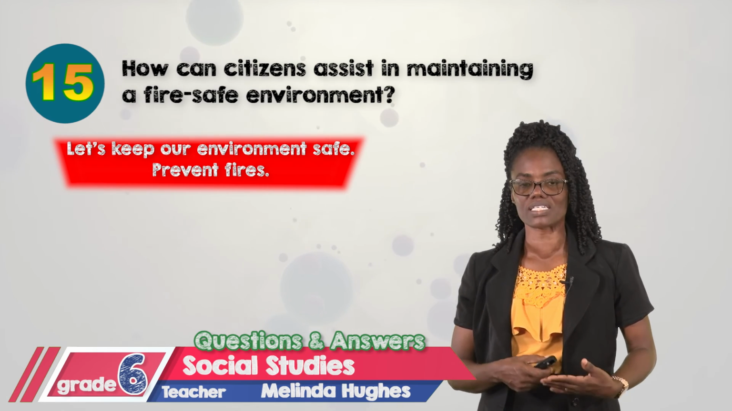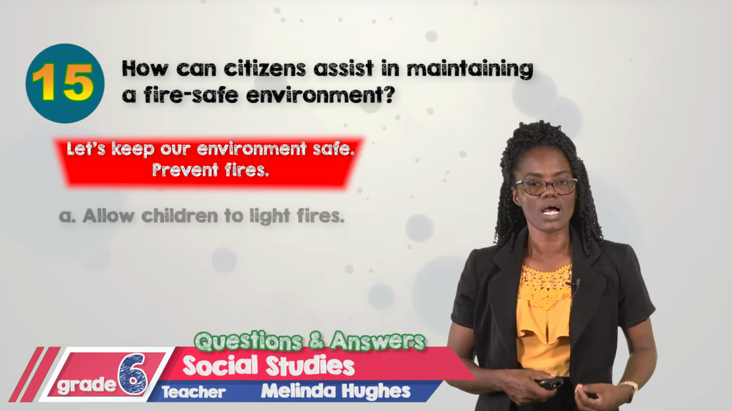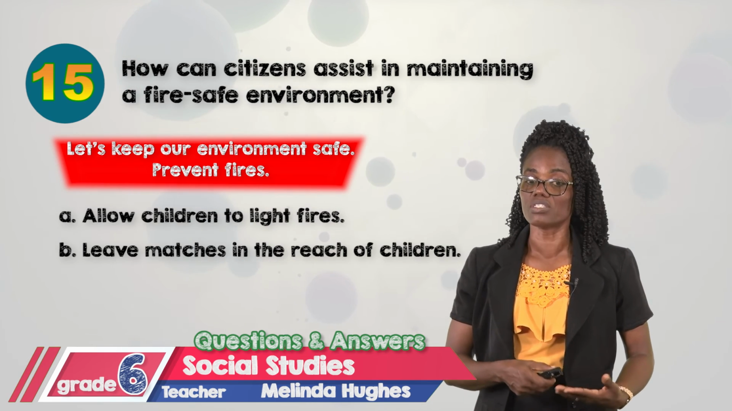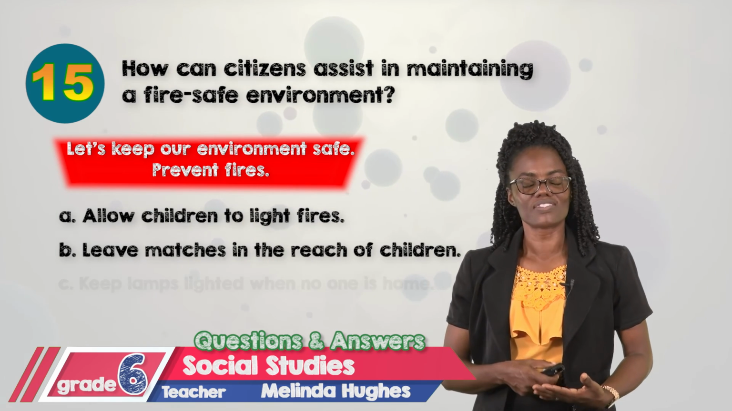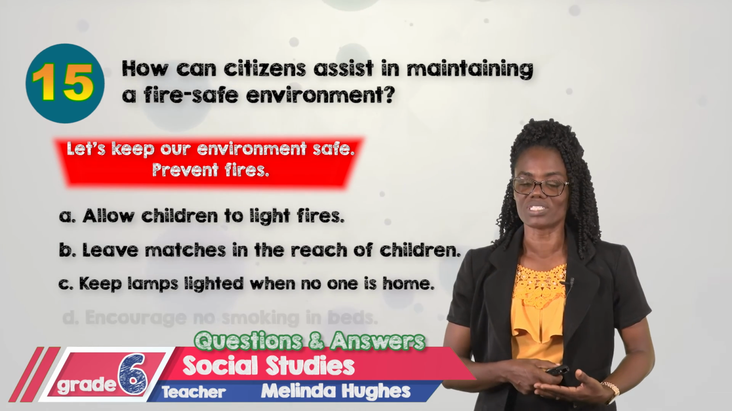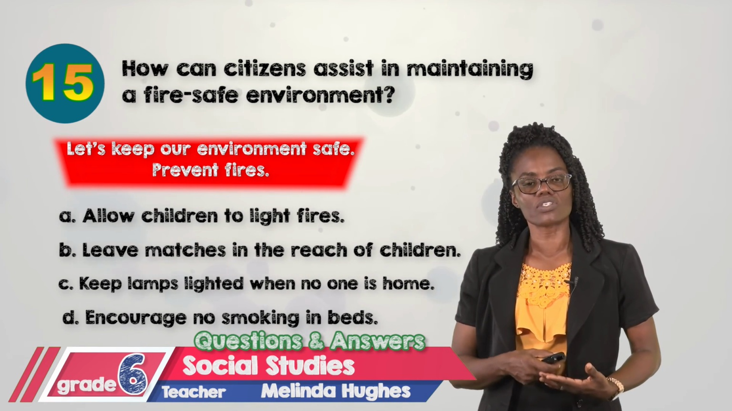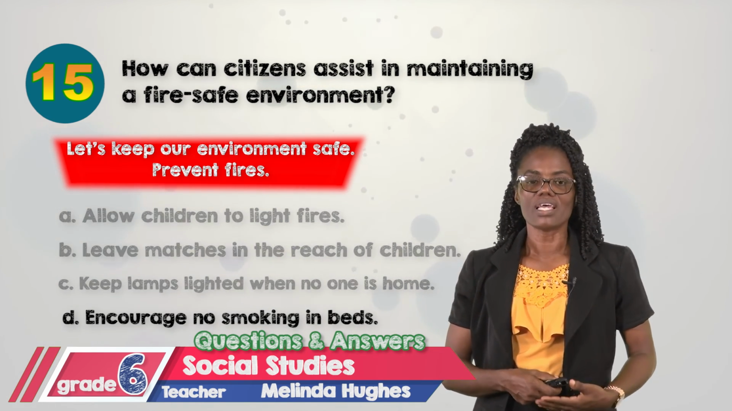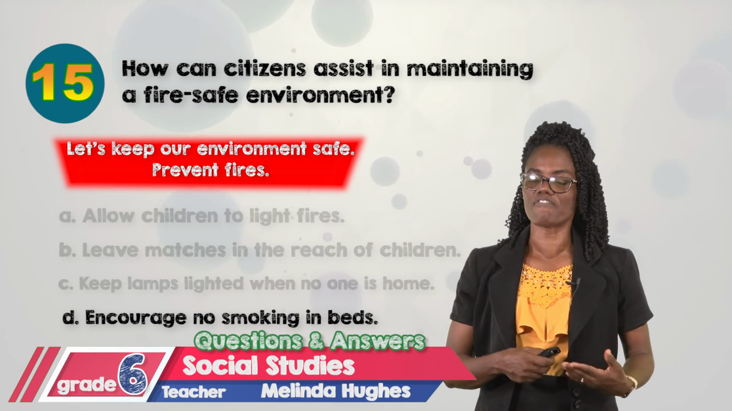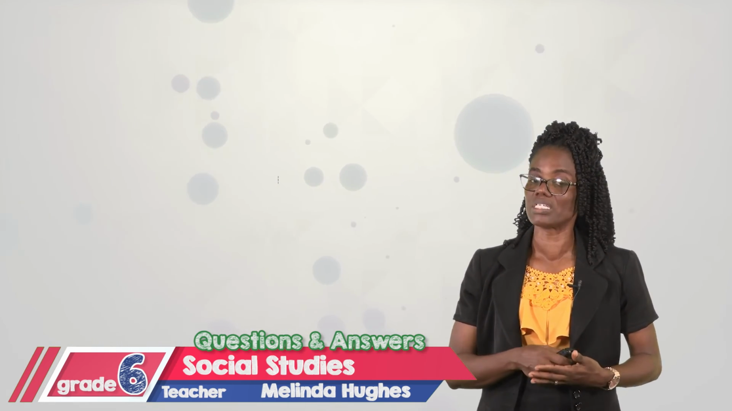How can citizens assist in maintaining a fire-safe environment? A, allow children to light fires. B, leave matches in the reach of children. C, keep lamps lighted when no one is home. Or D, encourage no smoking in beds. The answer to question 15 is D, encourage no smoking in beds. Citizens can maintain a fire-safe environment by encouraging no smoking in beds.